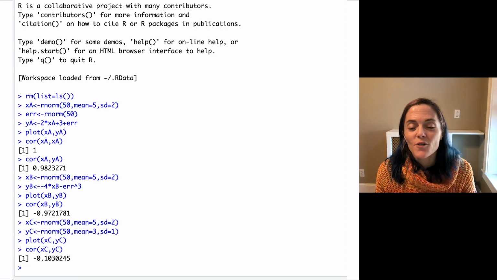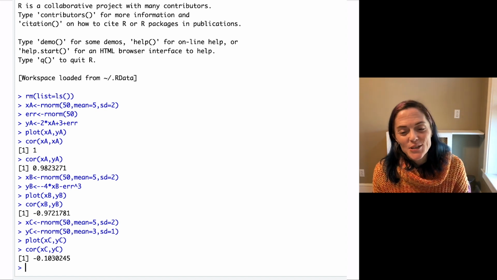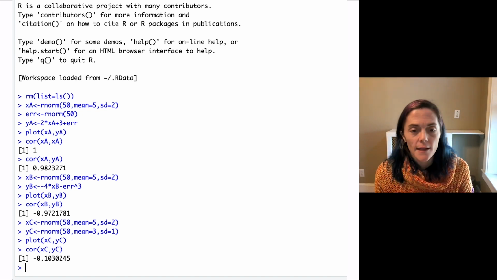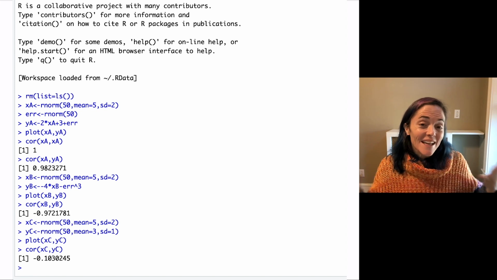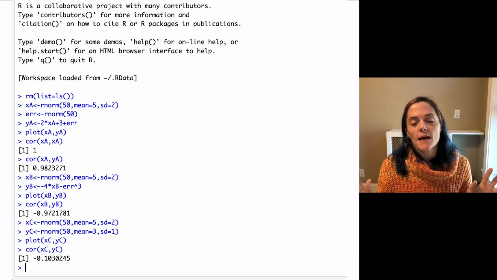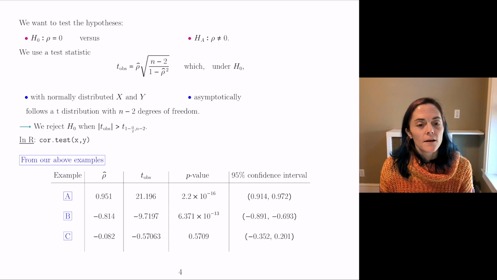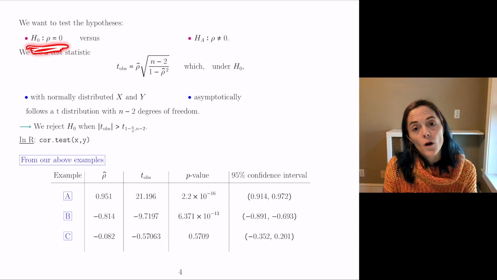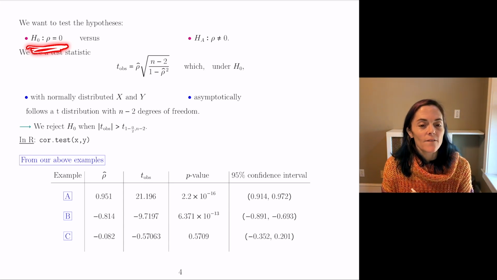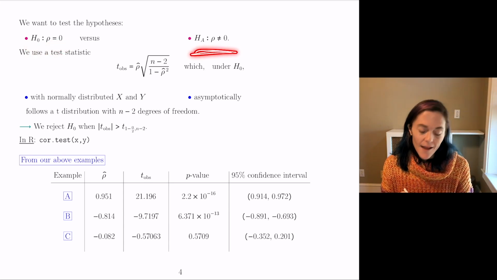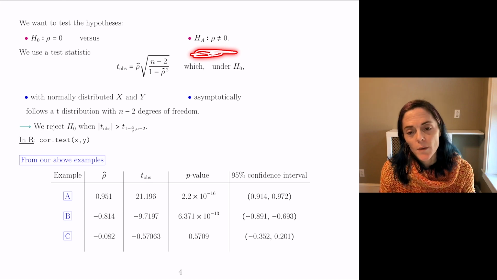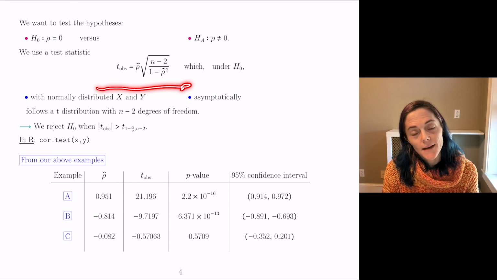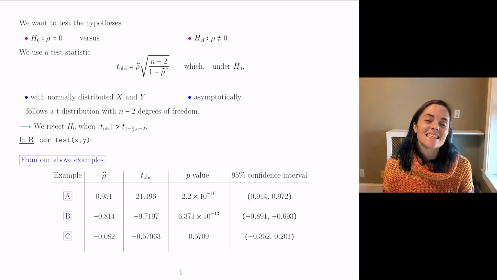Now, this was wonderful. We have numbers, 0.982, minus 0.972, and minus 0.1. But we know in this course, we want a hypothesis test. So let's discuss this now. We want to test the hypotheses that rho, our population correlation coefficient, is 0 versus, at least in the two-sided case, the alternative that rho is not equal to 0. And we use this test statistic. Now in practice, we will use R, but I list the test statistic.